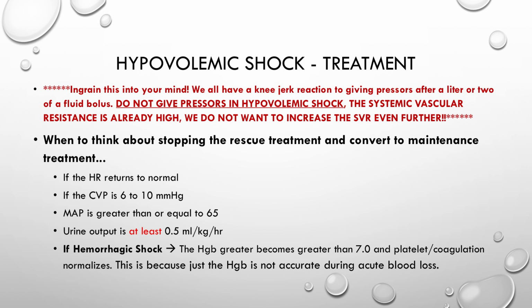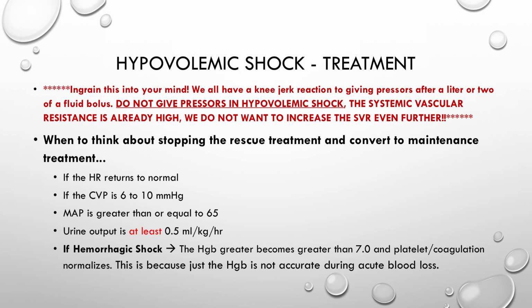I cannot stress this enough. We all have a knee-jerk reaction to giving pressors after 1 or 2 liters of a fluid bolus. For the CCRN test, do not give pressors in hypovolemic shock. The systemic vascular resistance is already high. We do not want to further increase the SVR, making it harder for that heart to pump against that SVR.